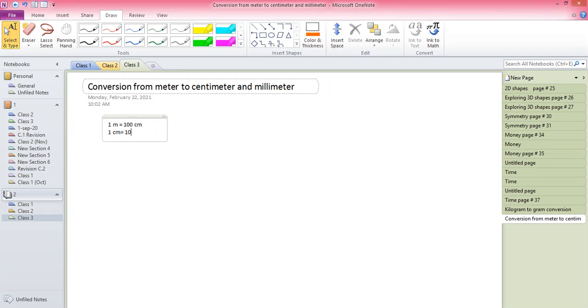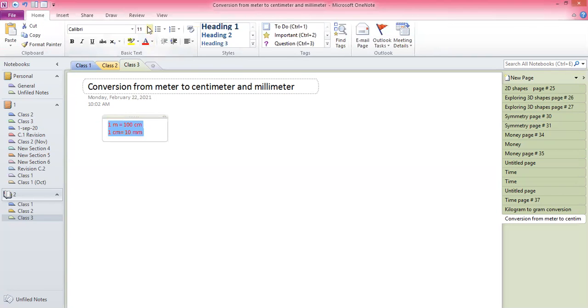1 meter is equal to 100 centimeter, and 1 centimeter is equal to 10 millimeter. This is the basic fact. You should know that in 1 meter there are 100 centimeter, and in 1 centimeter there are 10 millimeter. If I ask you, can you tell me in 1 meter how many millimeter are there? So in 1 meter there are 1000 millimeter. This is the basic fact.